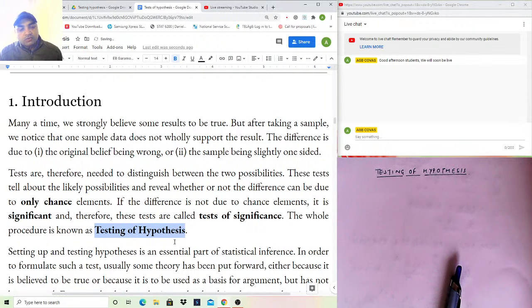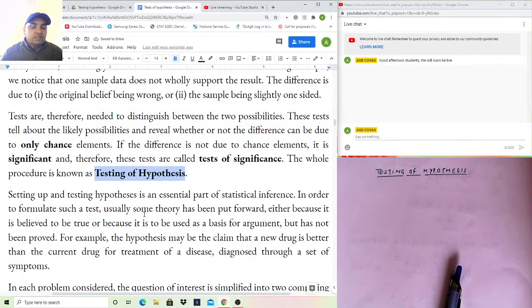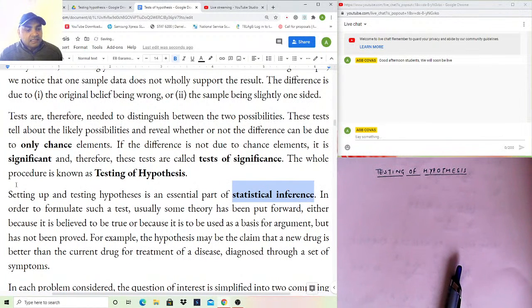Right. So today we will be learning how to set up a hypothesis and how to test it. Setting up and testing hypotheses is an essential part of statistical inference. The plural of hypothesis is hypotheses. So hypothesis is an essential part of statistical inferences. In order to formulate such a test, usually some theory has been put forth.